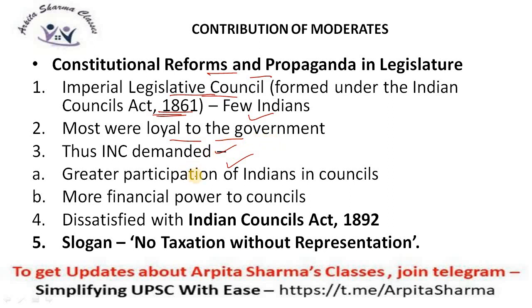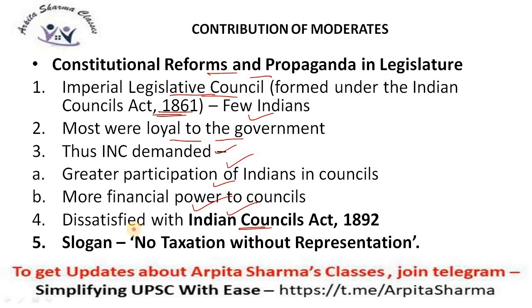Hence INC demanded that Indians should have a greater participation in councils. Also, there should be more financial powers to the council, which was earlier not present. They were also dissatisfied with the Indian Councils Act of 1892 because their demands were not met. Hence, the Indian National Congress was a bit dissatisfied with the same.